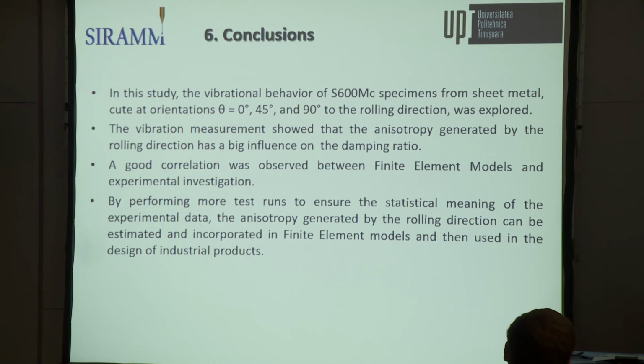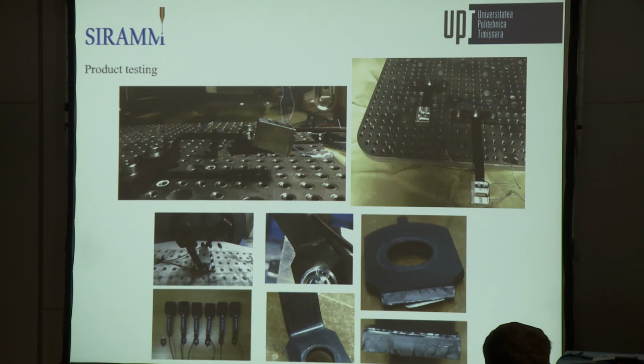In the end, the vibration measurement showed that the anisotropy generated by the rolling direction has a big influence on the damping ratio. A good correlation was observed between the finite element model and experimental investigation. Next, we want to do some product tests on our brackets, to do some fatigue tests to fail these brackets. Also, we did some impact tests to see the anisotropy, and last year we also had some tensile tests.